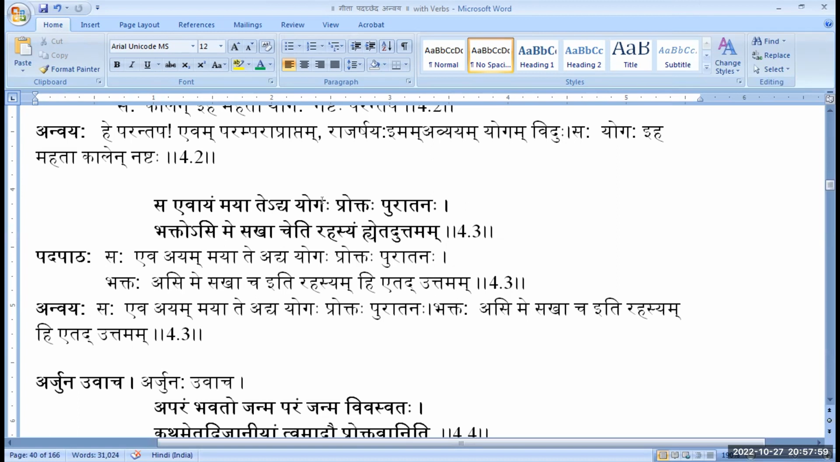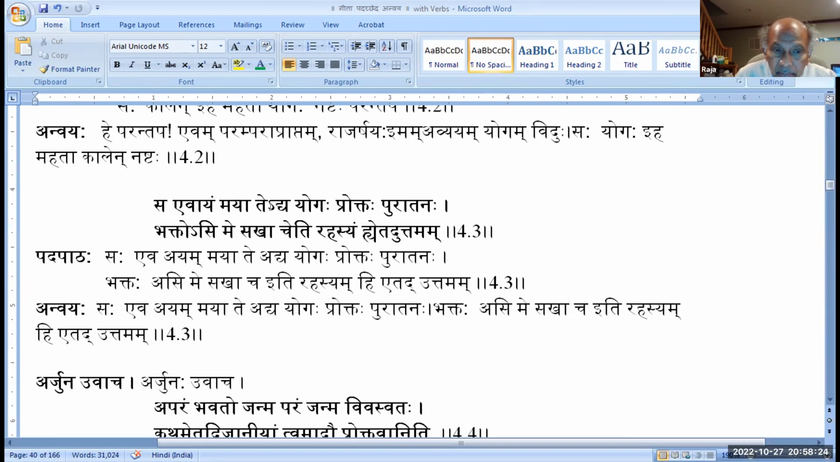If we select an example where yo is there, when we break it, it must become a visarga. It's not about yo, it is about what is following that. I will give an example. Let's do this. That's a visarga sandhi. Now let's look at this sloka.